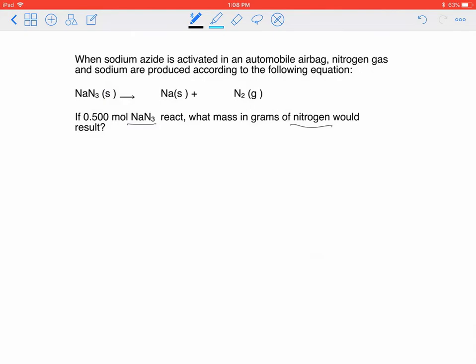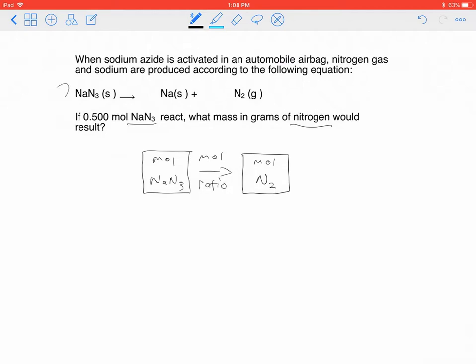So I know I'm going to have to do a mole ratio. That is going to convert from my given compound, sodium azide, to my wanted compound, nitrogen, moles N2. I'm going to get the numbers from the balanced chemical equation. But hold the phone. I look up here and notice that this isn't balanced. So this is a good time to balance.